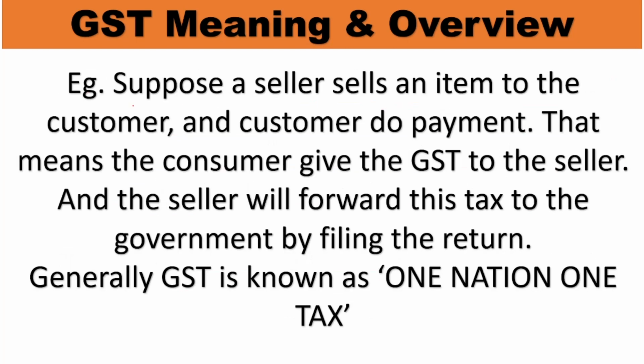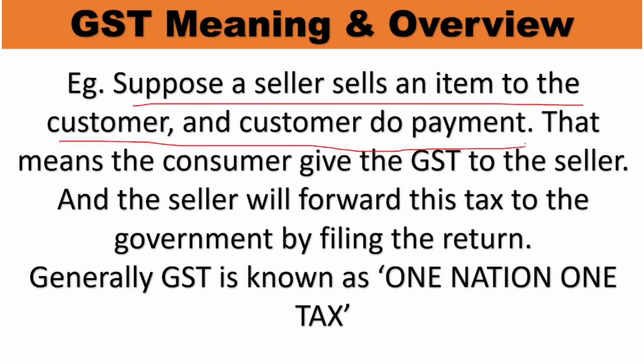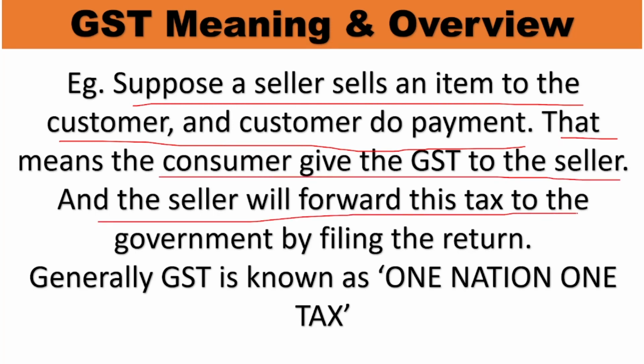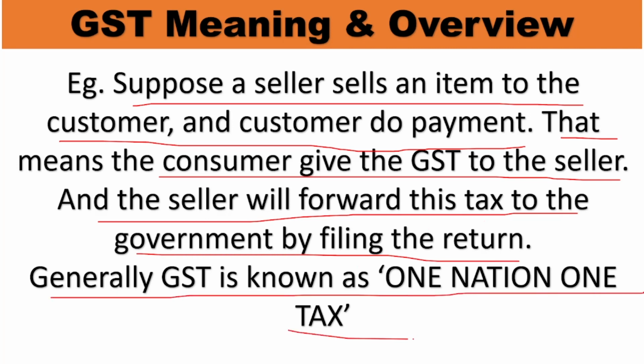For example, suppose a seller sells an item to the customer and the customer does the payment. That means the customer gives GST to the seller and the seller will forward this tax to the government by filing the return. Generally, GST is known as one nation, one tax. Suppose a customer goes to a shop and buys a product and pays the amount. That means he has paid the price of the product as well as the amount of GST. Now the seller will collect this amount and later on the seller has to pass this amount to the government.